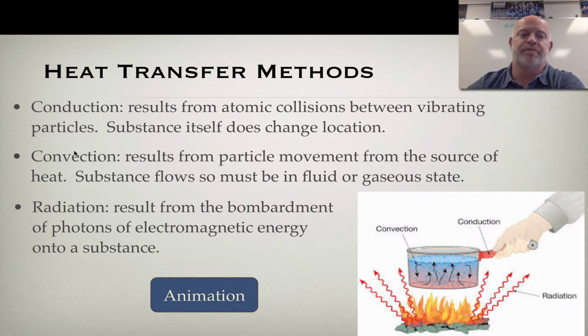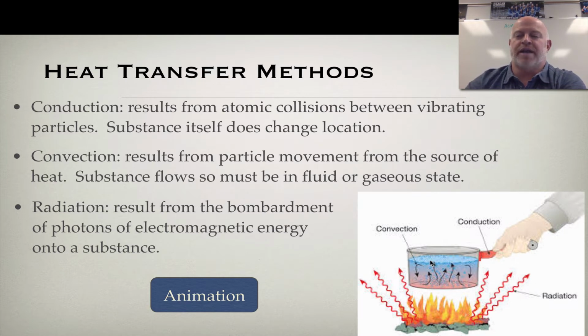Convection results from particle movement from the source of heat. So in this case, the actual particles themselves move or flow away from the source of heat to cooler areas. Because they have to flow, they must be either in their fluid or gaseous state. So solids can't really do this. And then finally we have radiation. Radiation is actually a little different because we have a bombardment of photons from electromagnetic energy into a substance. A little graphic over here gives us an idea of the three things put together.